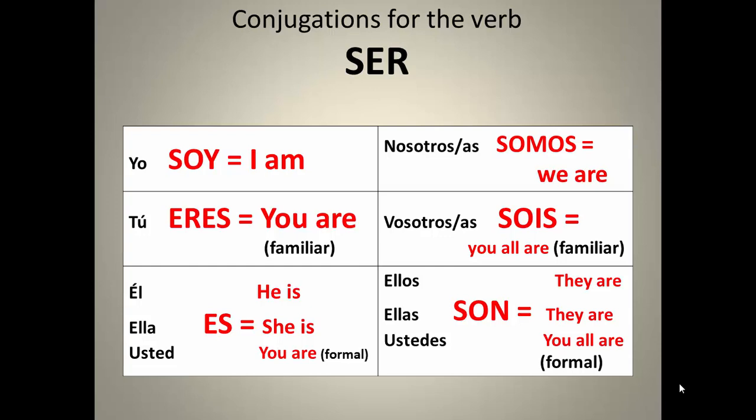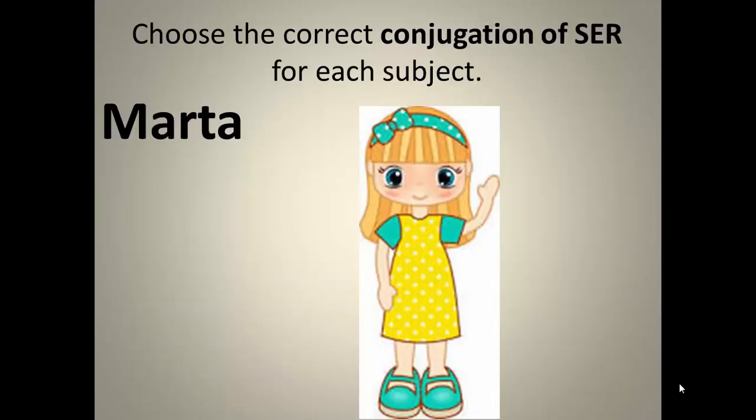So let's take a look at part B now. We're going to choose the correct conjugation of SER for each of the subjects. So number one, the subject is Marta. Go ahead and underline Marta because she's your subject. So if you look at your chart, that is ella. So it would be Marta. What are you going to put down for an answer? Should be es. Marta es simpática.